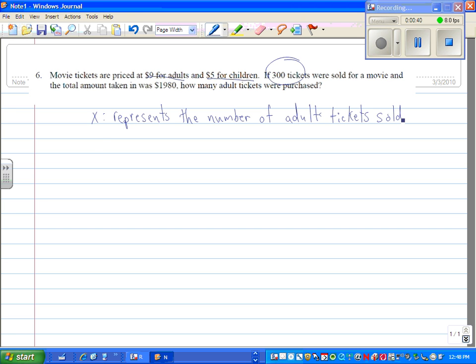Then you have Y, which represents the number of child tickets sold. So that's the first piece you have to identify. Then you look at your 300, and that's how much the total tickets were. So X plus Y equals 300.